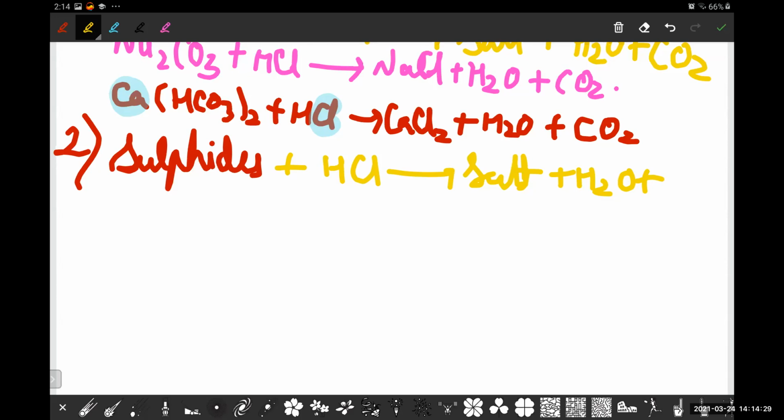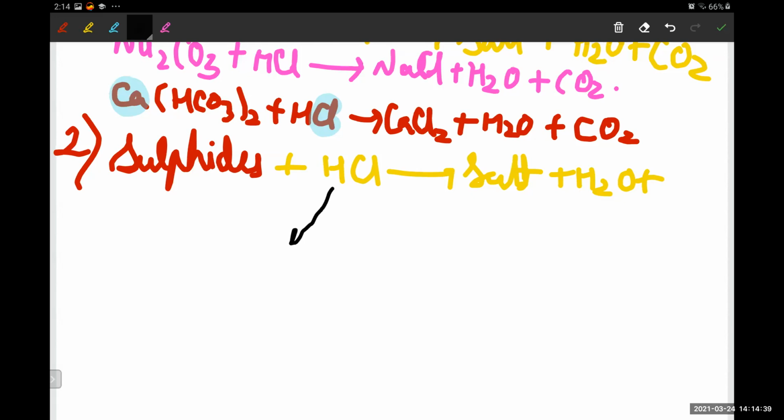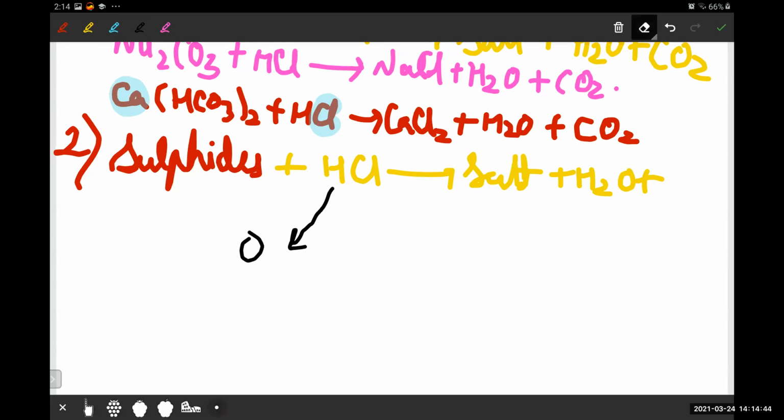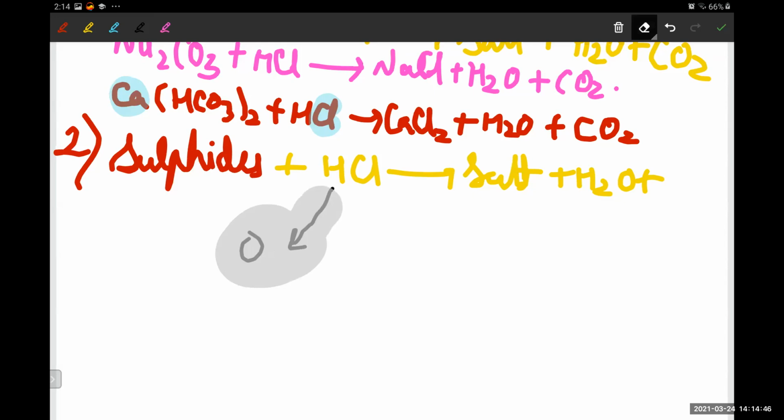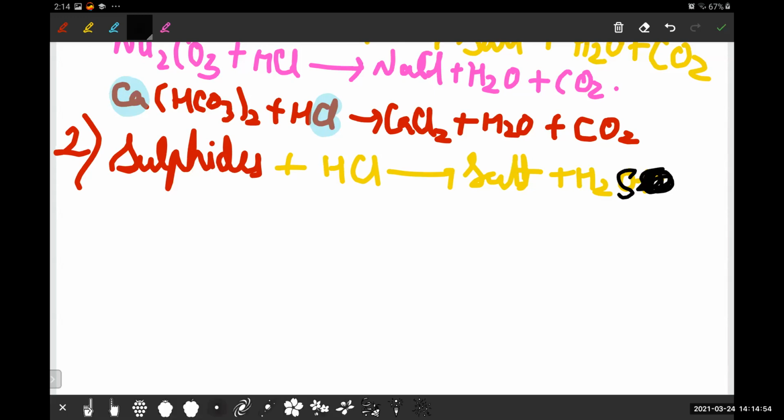See, now here is a hidden truth. In everything else, we were having oxygen. So the H of hydrogen chloride and the oxygen of the compound were forming water. But here in sulfides, is oxygen present? No, it's not present. So we'll not get H2O. Instead, we'll get H2S, because in this, water is not present. So let's see an example.